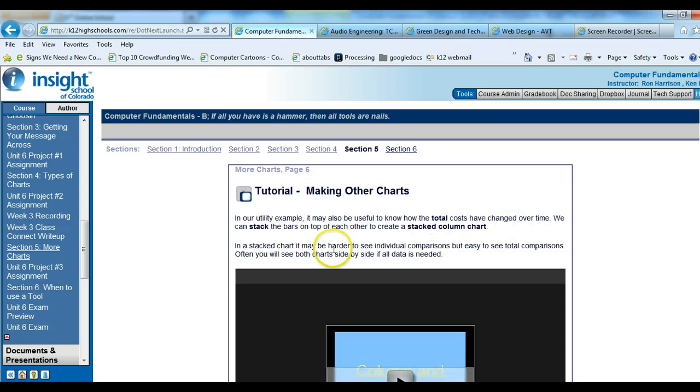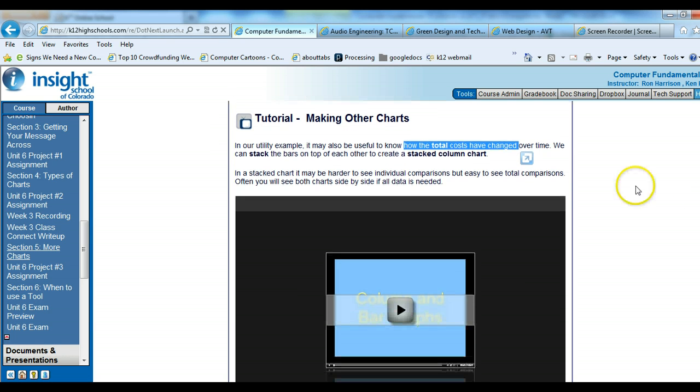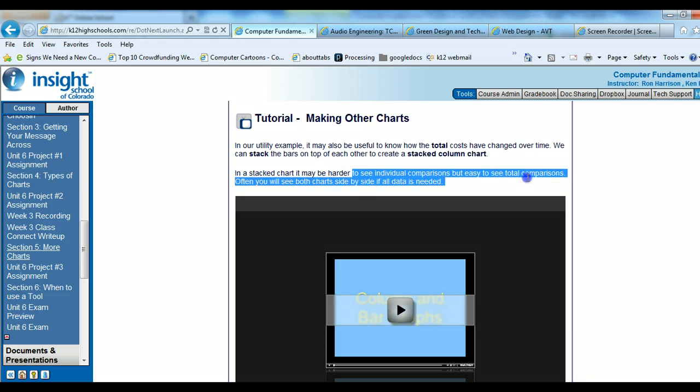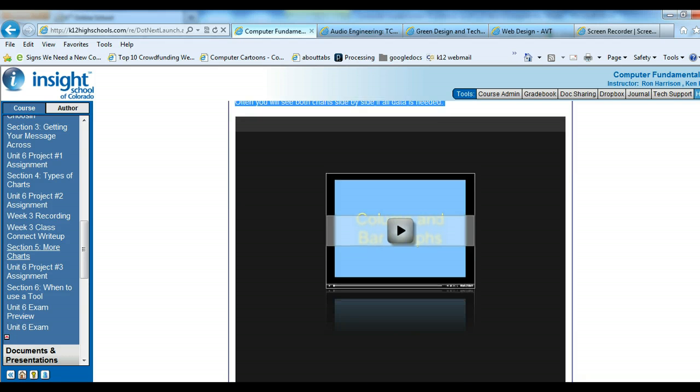So again, the stacked chart allows you to see totals more easily, but not individuals. So a stacked chart is hard to see individuals, but you can see totals better. Now watch this video, and that's going to tell you about column charts and bar charts.